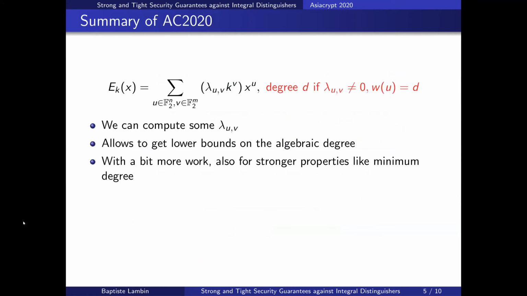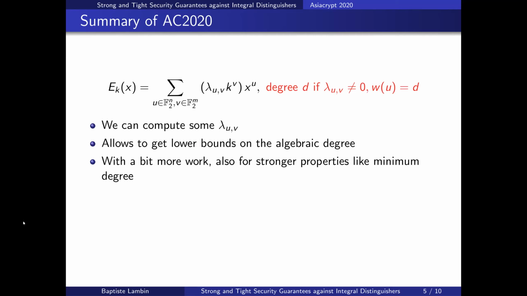The way we did this, in a very short summary, is that if we expand the key polynomials p_u as the sum of some λ_uv times k^v, you can show that this block cipher is of degree d if you can find a u of Hamming weight d so that at least one λ_uv is non-zero, which means that there is this monomial x^u of degree d, so the cipher is at least of degree d.